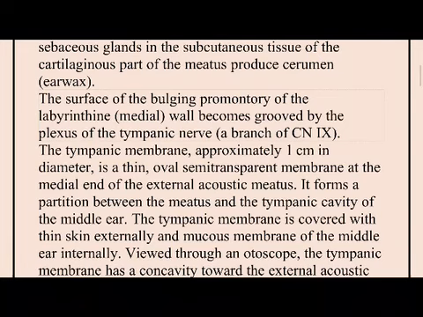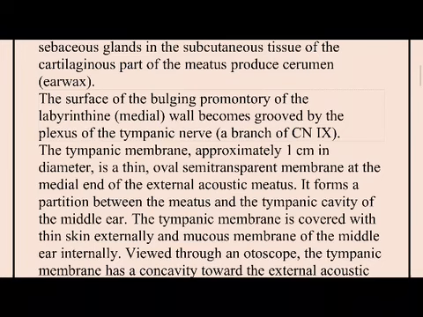The tympanic membrane is about 1 cm in diameter. It's a thin oval semi-transparent membrane. Remember, we saw it at the beginning in that diagram. It had a somewhat green color. So the tympanic membrane is at the medial end of the external acoustic meatus. The tympanic membrane forms a partition between the meatus and the tympanic cavity of the middle ear. It is covered with thin skin externally and mucous membrane of the middle ear internally.